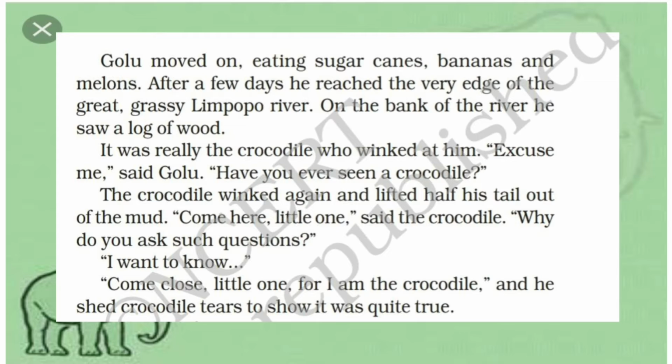So children, here, firstly underline the phrase log of wood. Underline this one. Log of wood means a large branch of a tree. And underline the word winked, W-I-N-K-E-D. Winked means blink, B-L-I-N-K. These are the only two difficult words which I found in this paragraph.